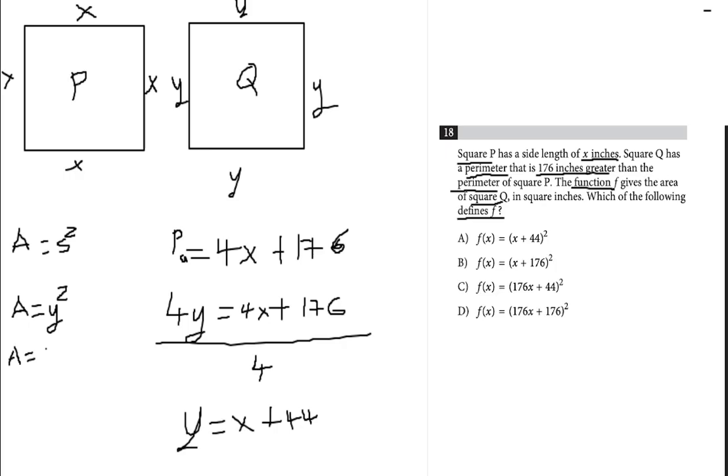And now it says I want to define the area as function f of x. So I'm going to put area is equal to f of x. So now I'm going to write f, which is the same thing as the area. So f of x is equal to x plus 44 squared, as y is equal to x plus 44, and since we're squaring it, we put x plus 44 squared, which makes our answer A. Pretty simple problem. You just have to understand the concept of perimeter and how to apply it in a two-step equation.